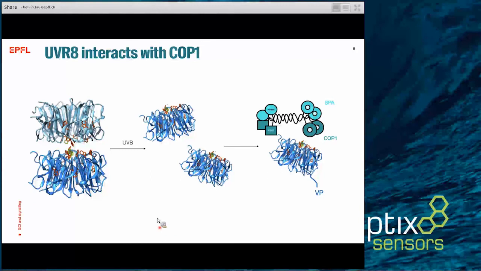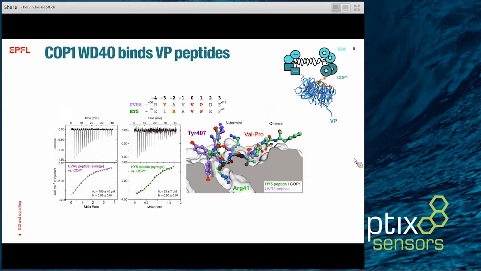UVR8 in its ground state is a dimer, and upon absorption of UVB photons, particularly at 280 nanometers, this dimer dissociates into monomers, which reveals a binding interface. This binding interface is presumed to then interact with a protein called COP1, an E3 ubiquitin ligase, through this binding interface, but also through a peptide motif. I first characterized the binding of this peptide motif to COP1, and that goes back to the title of the talk, using GCI and ITC to characterize interactions for one system.